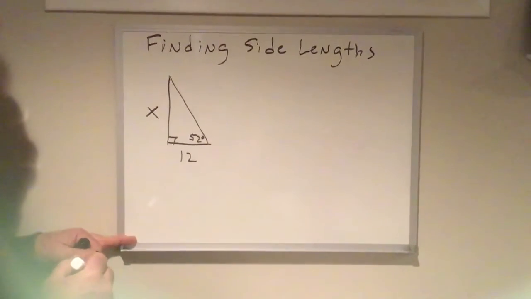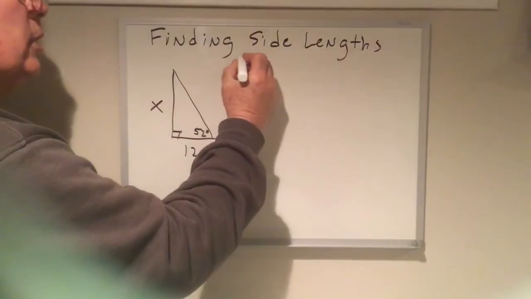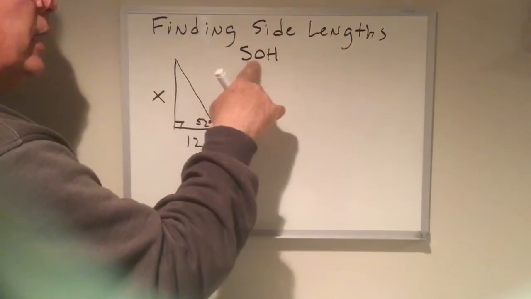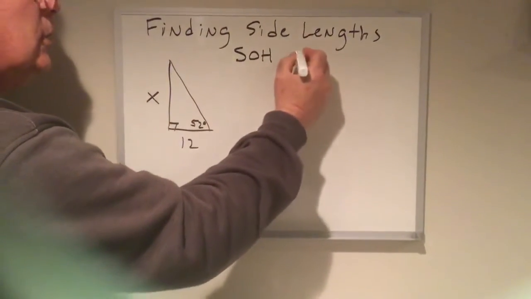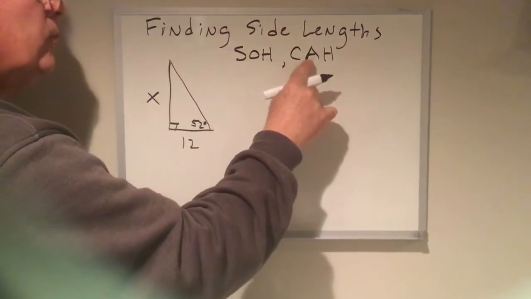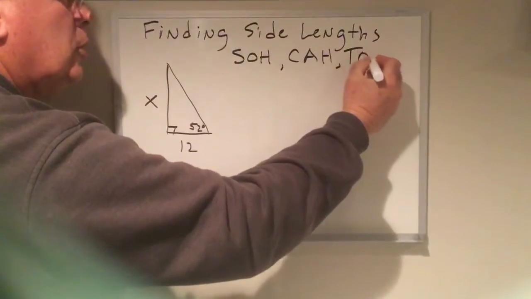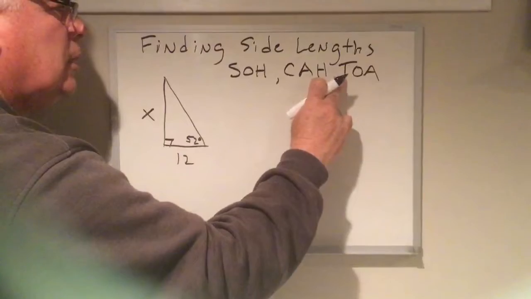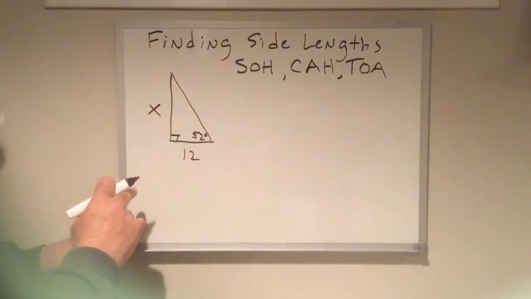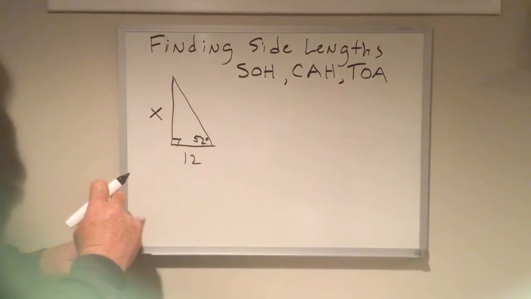Our next problem that we're going to solve is finding side lengths using sine, cos, and tan. Look at this. So, sine, opposite over hypotenuse. Ka, cosine, adjacent over hypotenuse. Toa, tangent, opposite over adjacent.